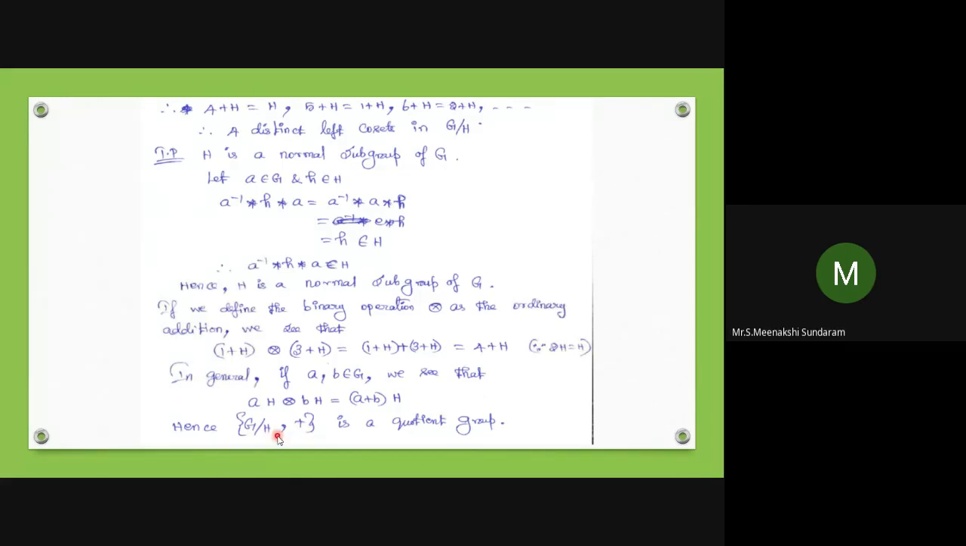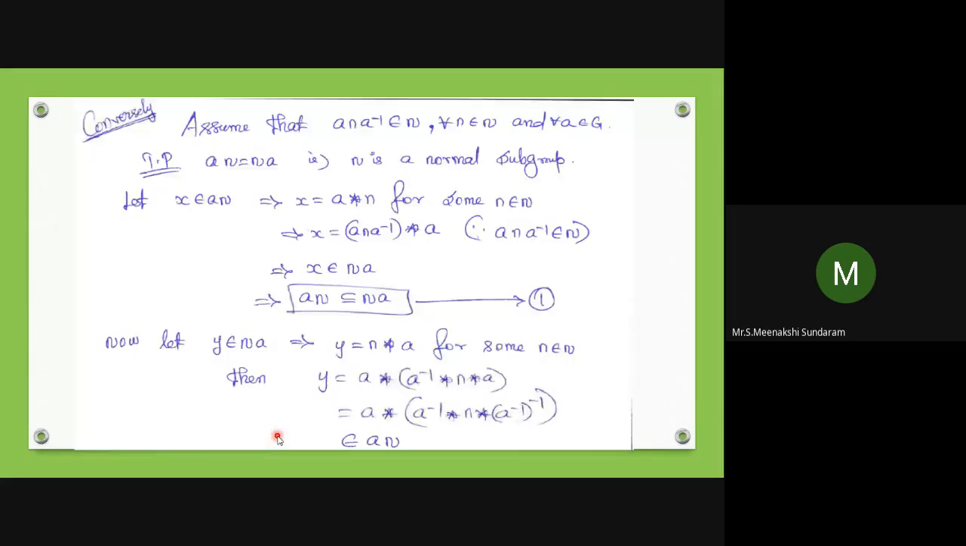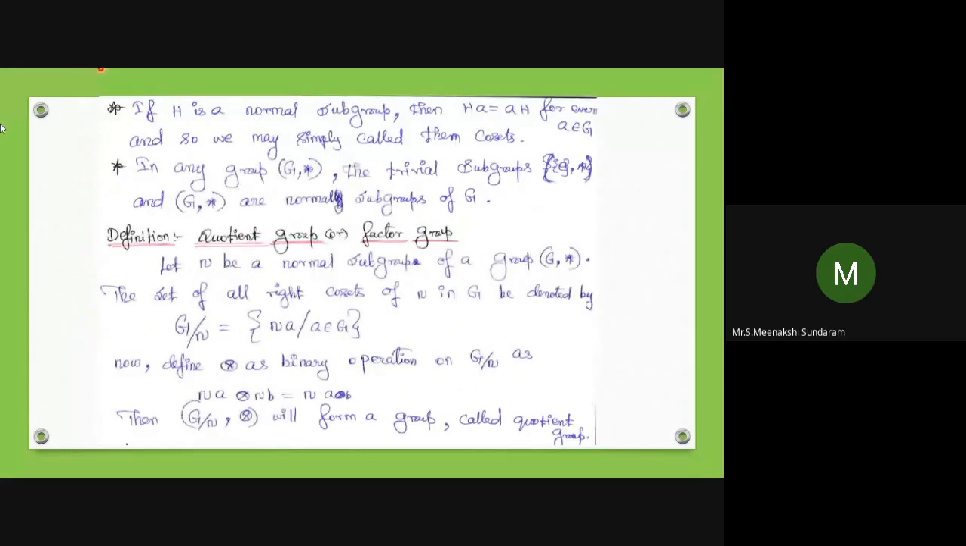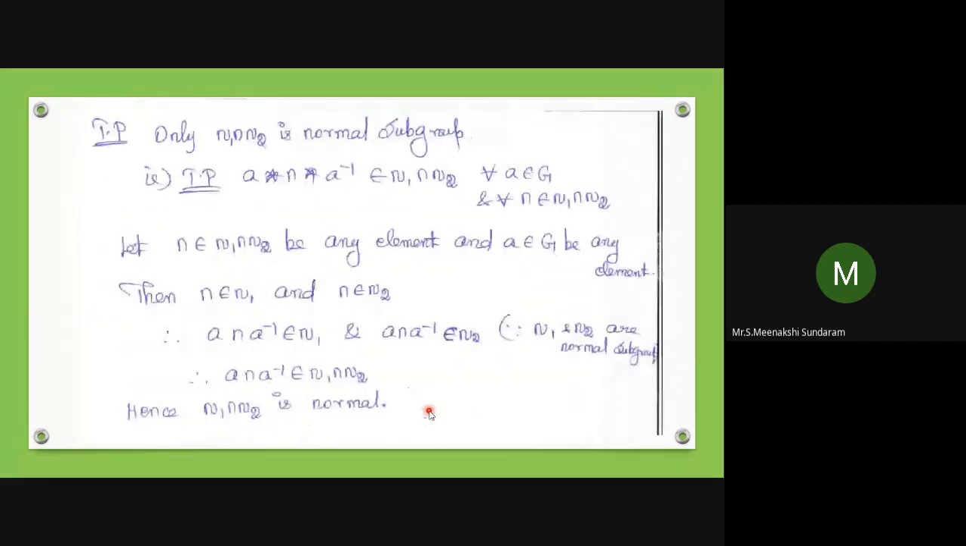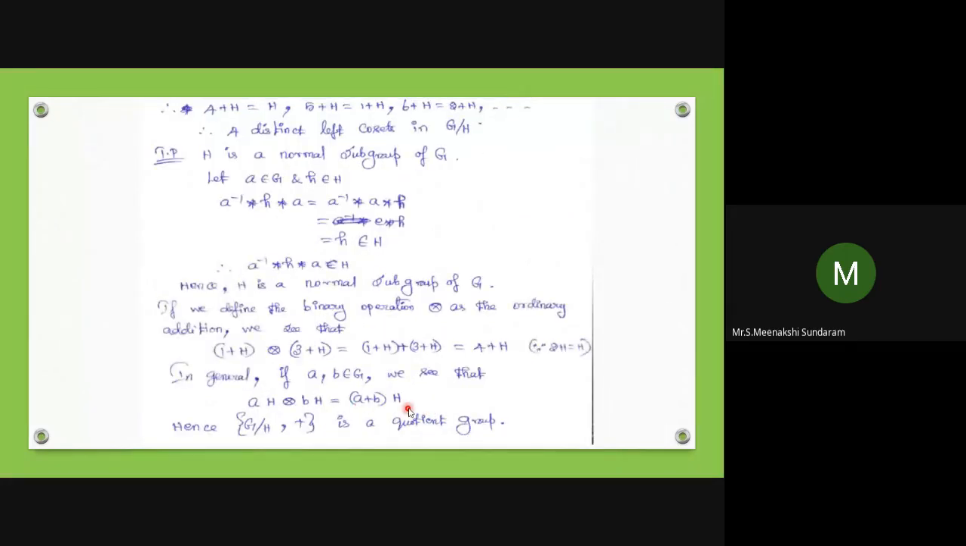So clearly, by the quotient group definition, the quotient group is nothing but G over N, meaning Na such that a belongs to G, with the binary operation Na star Nb equal to N times a star b. The N can be on this side or that side; these are the right cosets and left cosets. G over H, plus is a quotient group.